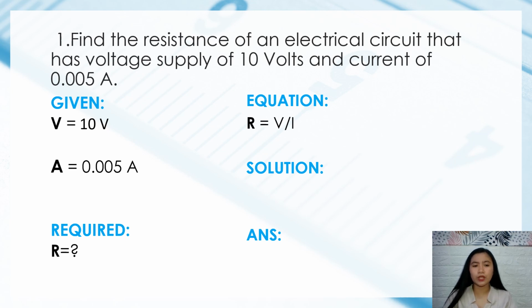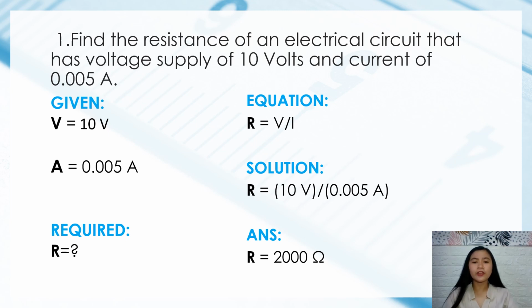So for our solution, we just substitute the given to the equation. So it will look like this. R is equal to 10 volts over 0.005 ampere. So if we divide this, the answer will be 2000 ohms. So this is the answer. As simple as that. So it is very helpful to use Ohm's law in finding variables regarding resistance, voltage, and ampere.